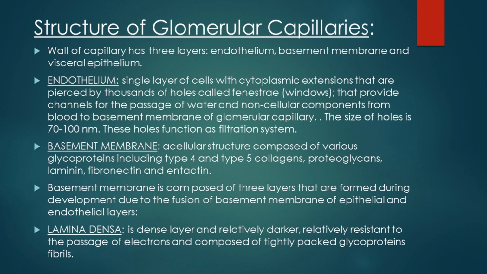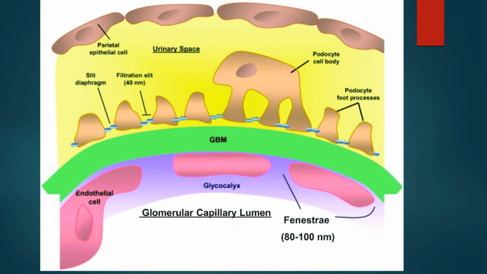Glomerular capillaries have three layers, and these are the endothelium, basement membrane, and visceral epithelium. Endothelium, as we know, is the innermost layer of any type of blood vessel, and in the case of the glomerulus, it is a single layer of cells and it contains thousands of holes, known as fenestrae. The size of these fenestrae is 70 to 100 nanometers. So they act as a sieve and provide channels for the passage of water and non-cellular components from the blood to be filtered and to go to the basement membrane of the glomerular capillaries.